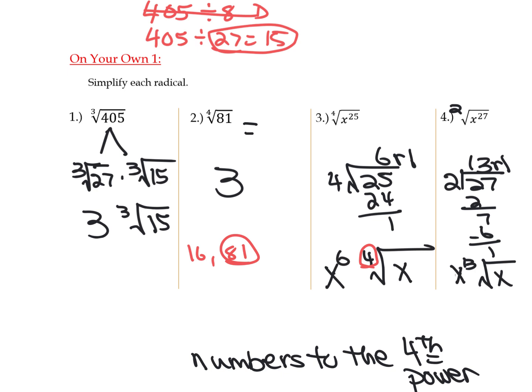On number 4, it didn't have an index. Therefore, we know it is 2. So that means I'm going to be dividing 2 into 27. 2 will go into 27 13 times with a remainder of 1. And when I write my answer, I'm going to have x to the 13th power in front of the radical. I'm going to have x to the 1st power inside.